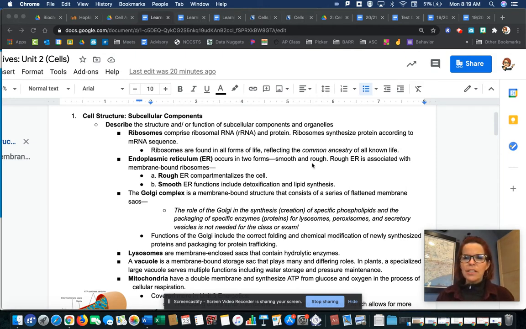All right, the endoplasmic reticulum. Like I said, we have rough and smooth ER. Rough ER is sort of a place for the ribosomes to hang out. It compartmentalizes the cell, and the proteins that are being made with the ribosomes on the rough ER are transported to other areas of the cell. The smooth ER detoxifies, which means, for example, it helps with alcohol, breaking apart alcohol and other poisons that get into the cell. And it helps with lipid synthesis, which means the building of lipids.